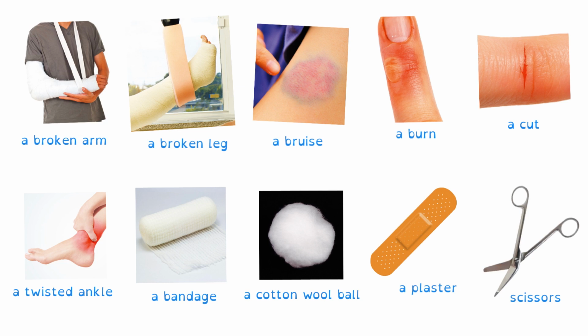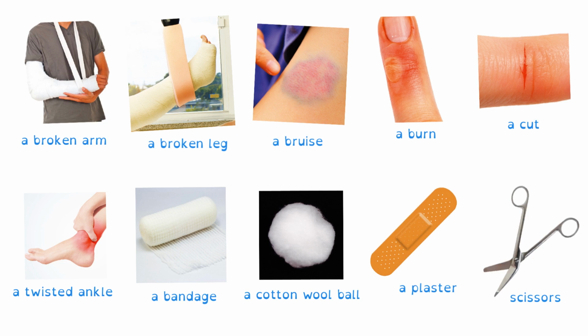It's a wound caused by something sharp, such as a knife. Our skin is cut open and blood comes out. A twisted ankle. An ankle is the part joining the foot to the leg. We have a twisted ankle when it bends in the way that it doesn't usually do. We can't walk properly and it hurts.